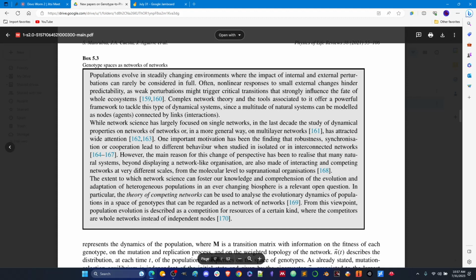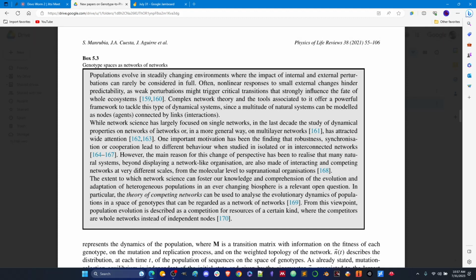This is something that we see. There's an area of network science where they kind of do this sort of thing, like they're meta networks or something. I can't remember the name right now, but one important motivation for these type of networks has been the finding that robustness, synchronization, or cooperation lead to different behaviors when studied in isolated or in interconnected networks. So if you connect networks together into their own networks, you can actually look at things like synchronization and cooperation, whereas if you just studied networks one versus the other, you wouldn't be able to understand those things.